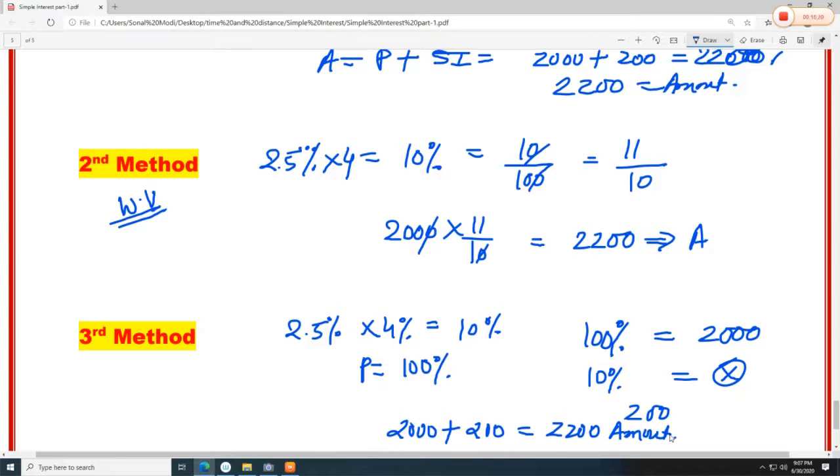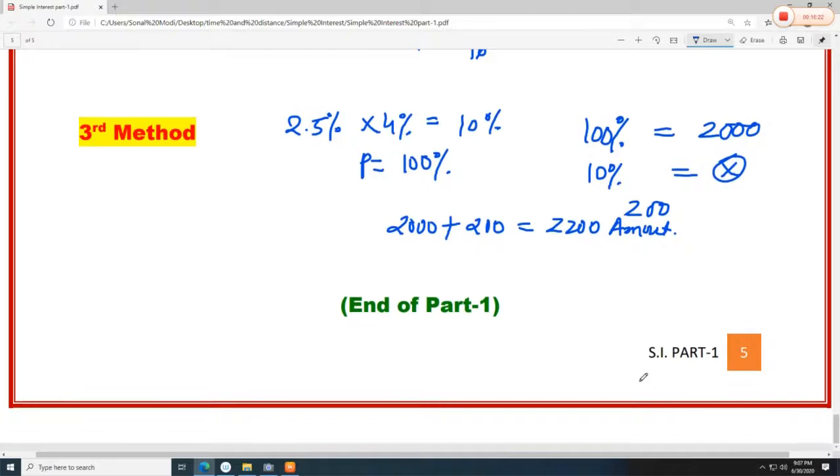So here we are ending part 1 of simple interest, and here all the conceptual understanding has been given. In the next part we are going to discuss more examples, and we are going to learn more about the examples using the equation and the concept which we have already discussed.